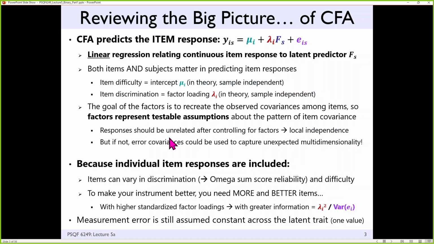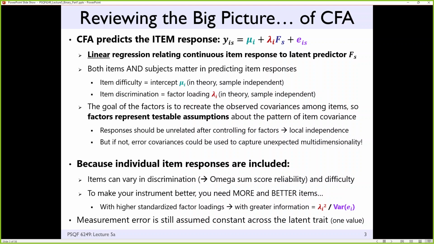Responses are supposed to be uncorrelated after you control for the factors. However, if they're not, we can fix it. So can you think of a couple different ways of addressing unintended multidimensionality? Such as one on the slide here. Anyone? Is that when you just add that extra covariance?